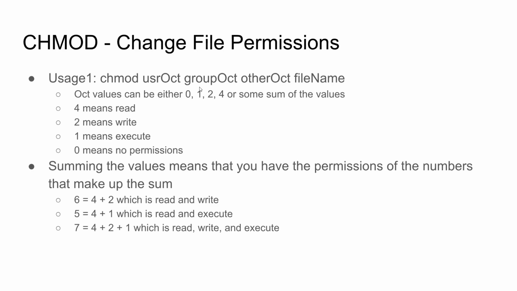And if you want to combine the options together, you more or less add them together. So if you want to give somebody both read and write permissions, that's 4 plus 2, 6 would be the number that you would use. Or if you want read and execute, 4 plus 1, 5. Or if you want all permissions, 4 plus 2 plus 1, right, 7.